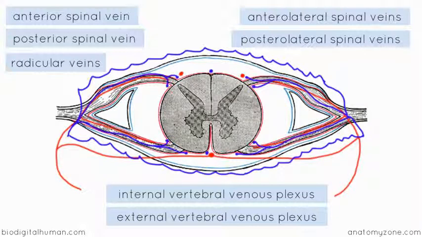and the blood then essentially drains back into the big systemic veins, so the ascending lumbar vein and the azygos veins, the hemiazygos and the azygos veins themselves. So that's the blood supply to the spinal cord.